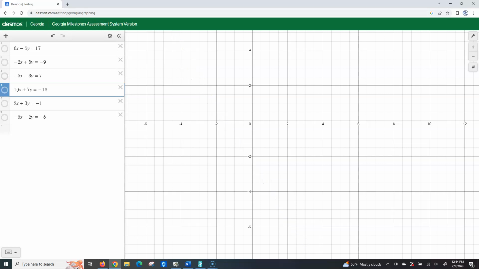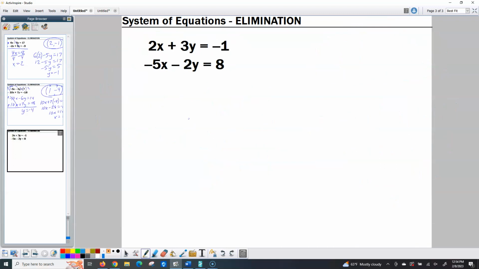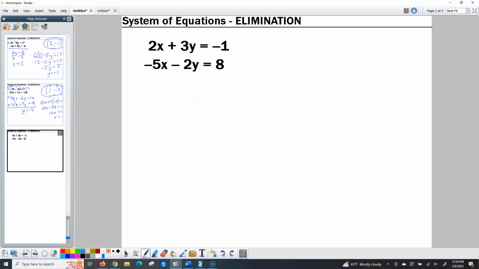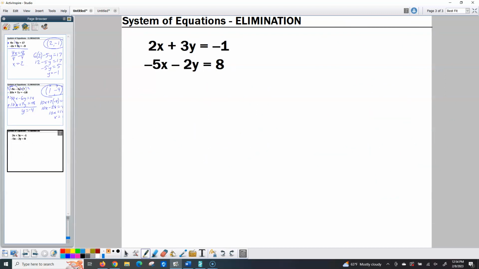So let's look at the last problem I've got on here. This one is not obvious. I don't have a 5y and negative 5y like on that first problem. I also don't have something like this one, where I could just multiply that one by 2. That'd be real easy. When you have something like this, you're going to have to multiply both equations. There are some wrong answers, but there are several right answers.